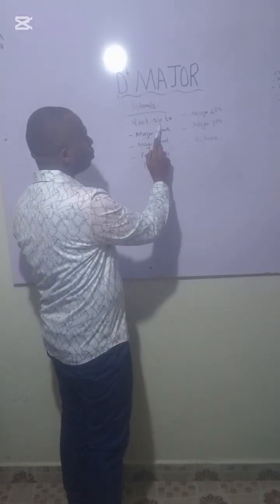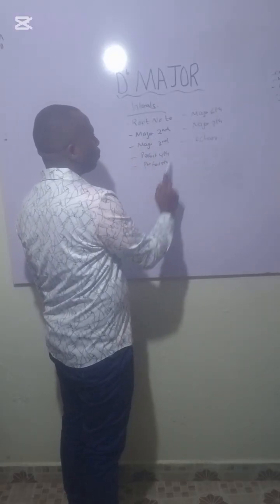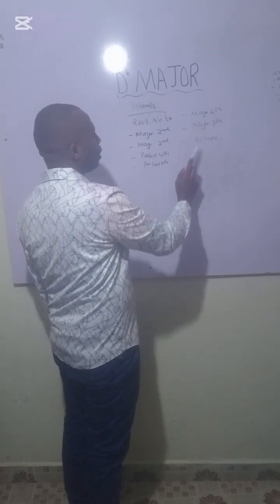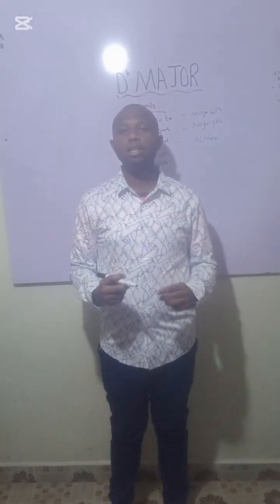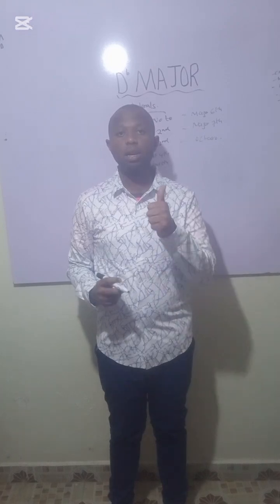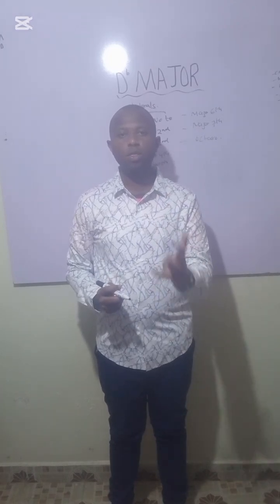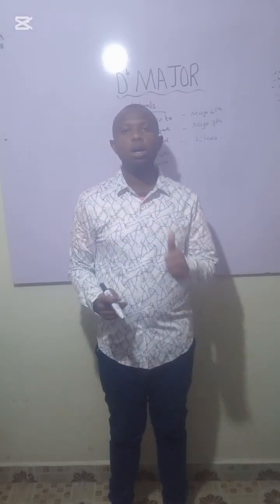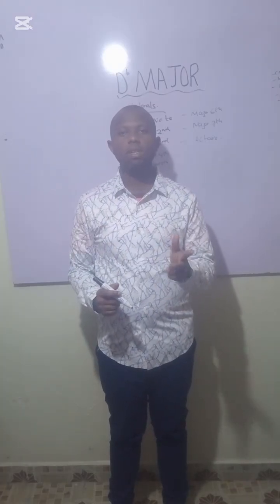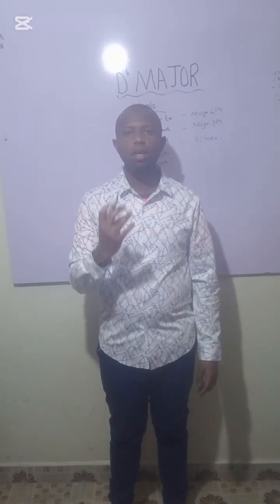So we have a root note, a major second, a major third, a perfect fourth, a perfect fifth, a major sixth, a major seventh, then an octave. So our second question was, what are the intervals in a major scale? The intervals are: root note, major second, major third, perfect fourth, perfect fifth, major sixth, major seventh, octave.